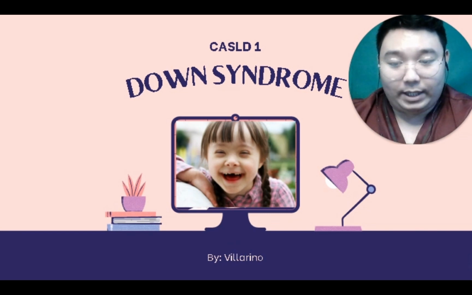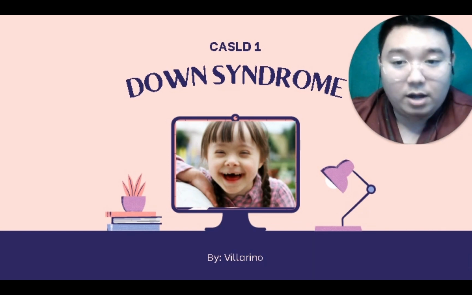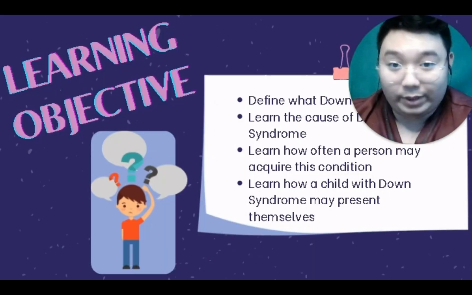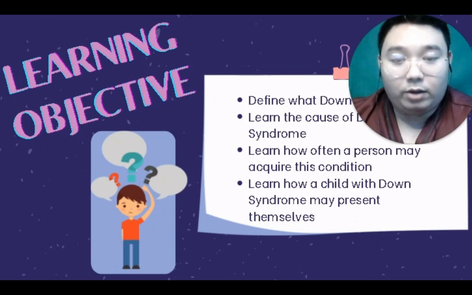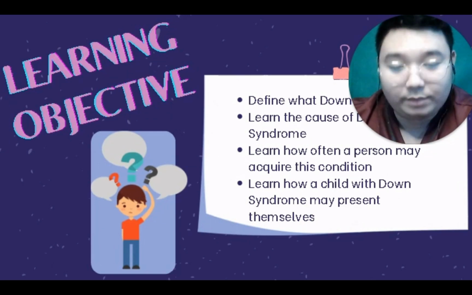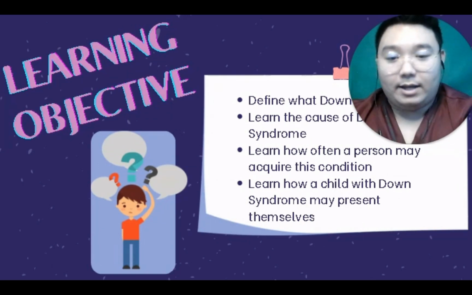Before we begin, let's talk about the learning objectives. First, we will define what Down syndrome is. Next, we will learn the cause of Down syndrome. Thirdly, we will learn how often a person may acquire this condition. And lastly, we will learn how a child with Down syndrome may present themselves.